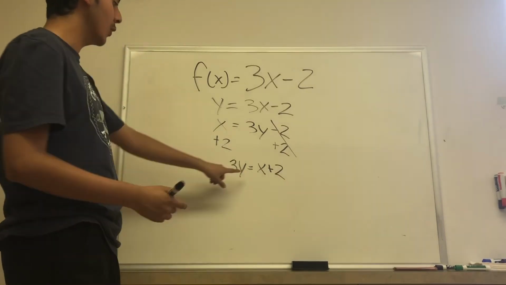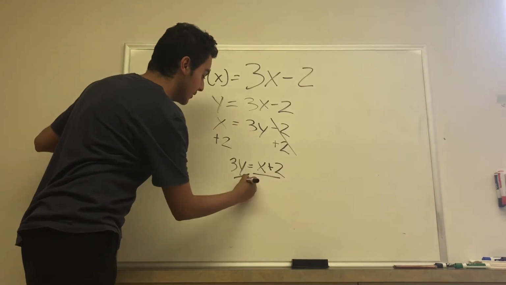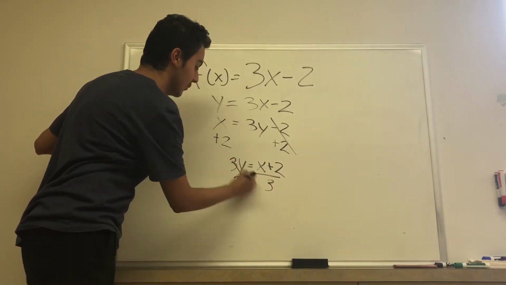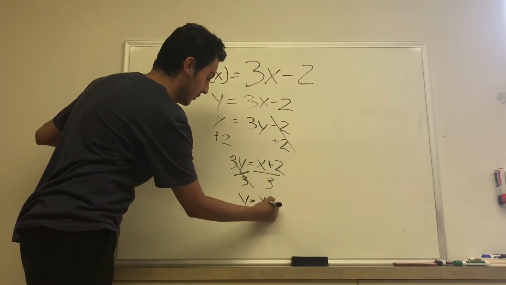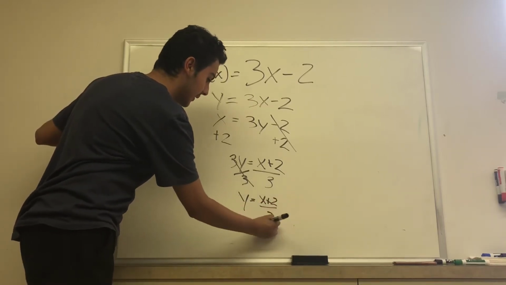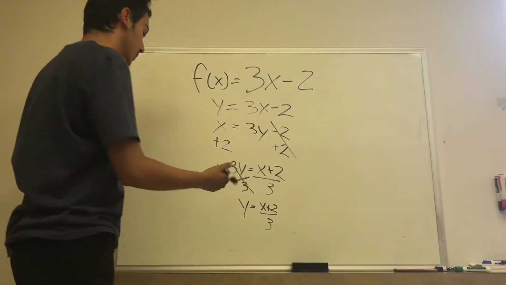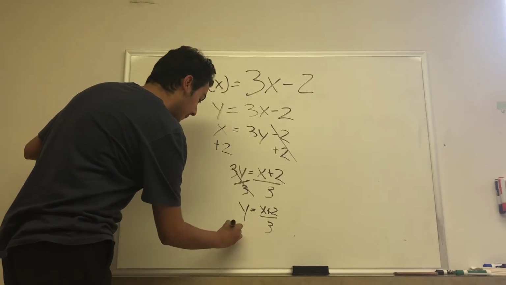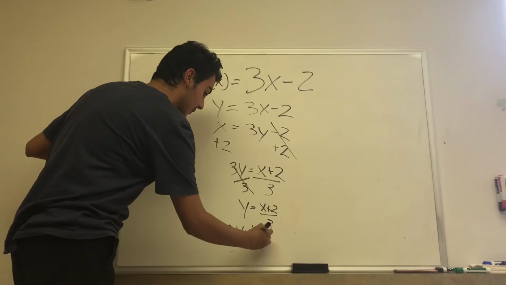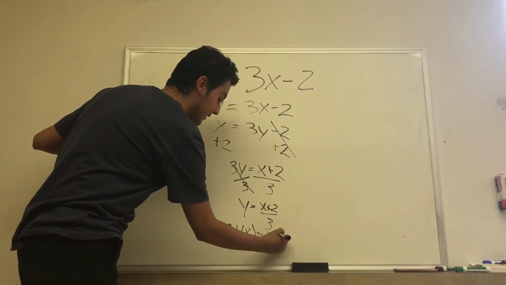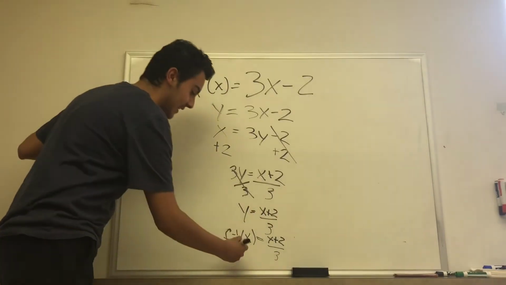And then what we have to do next is divide by 3 on both sides to get y by itself. So it will be y equals x plus 2 over 3. And in this case, we're trying to find the inverse relationship. So we will have to do f negative 1 of x equals x plus 2 over 3. And yeah, that's the answer.